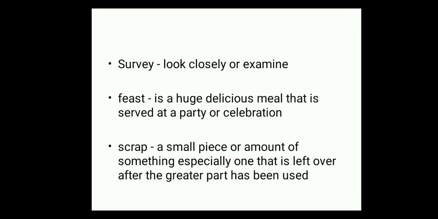Survey, look closely or examine. Feast is a huge, delicious meal that is served at a party or celebration. Scrap, a small piece or amount of something, especially one that is left over after the greater part has been used. Children, eat healthy and stay fit.